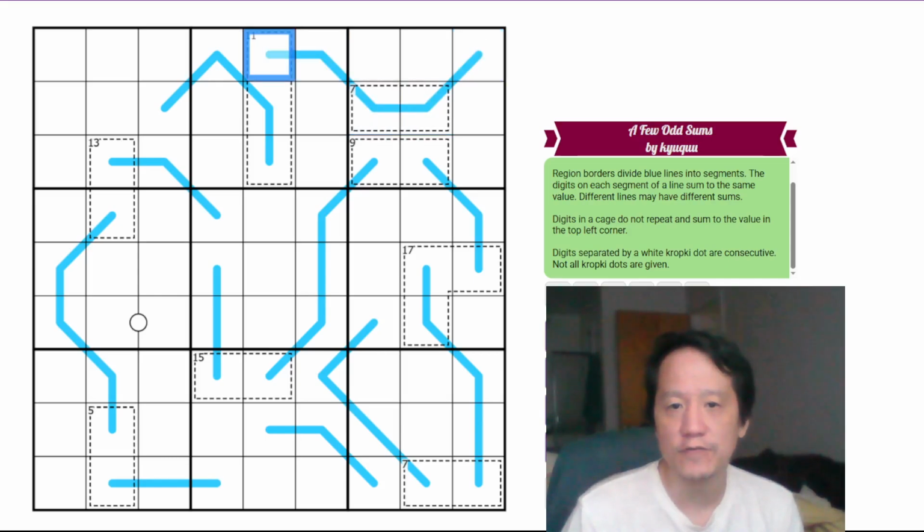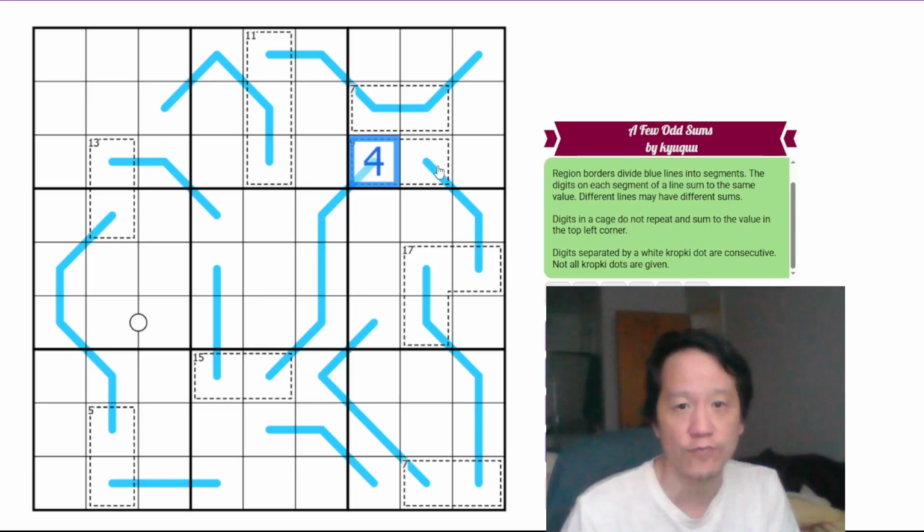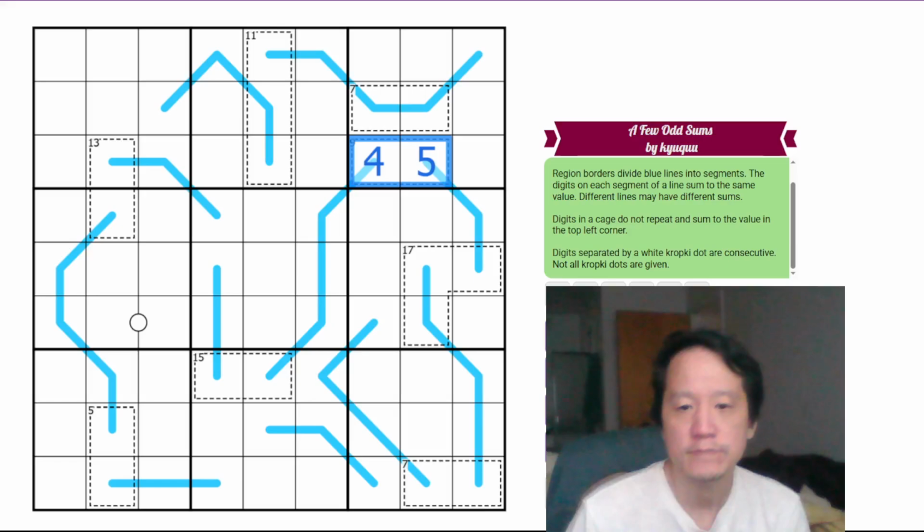We also have killer cages, where digits in a cage do not repeat and sum to the value in the top left corner. So for example, these two digits add up to 5, these two digits add up to 15, these two add up to 7, etc. So as an example, if this were 4, this would have to be 5, because those two digits must add up to 9. And that's how killer cages work.